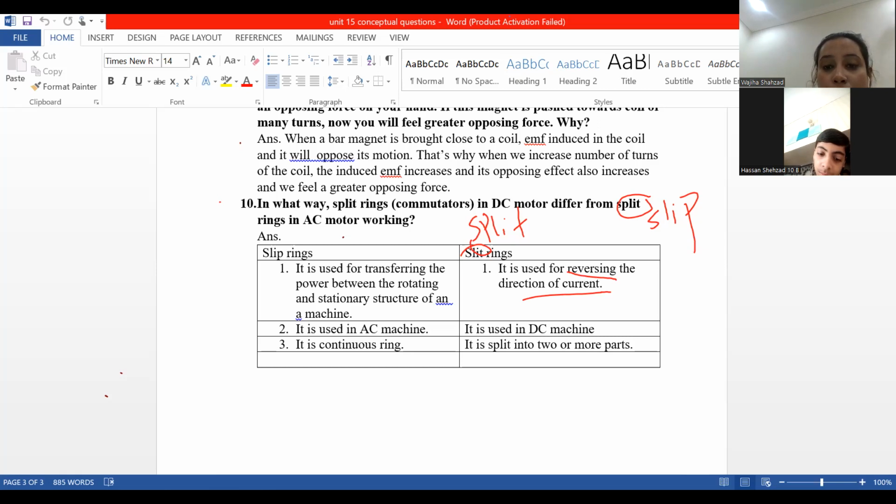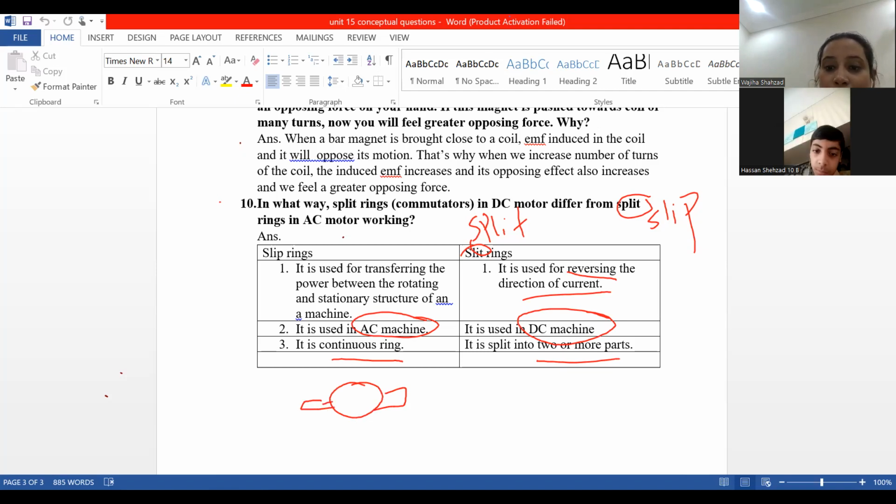Now slip rings are used in AC machines, and split rings are used in a DC machine. In an AC machine we have a continuous ring, right? And a split ring has two or more parts. Like if we draw it, slip ring is like this, right? We have to connect the carbon brushes. It's like a continuous circle.